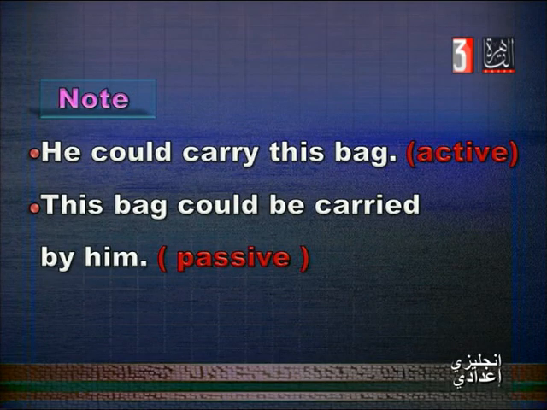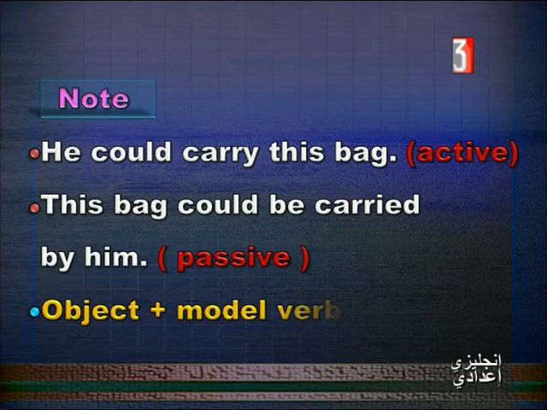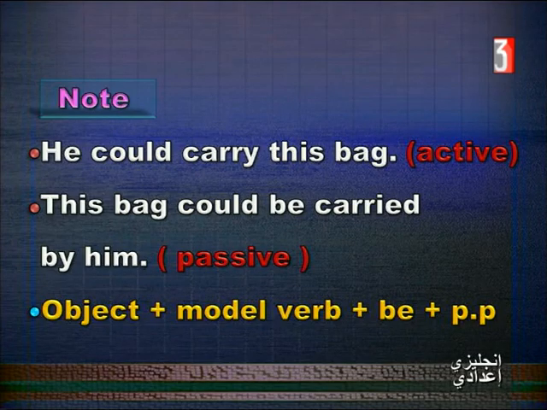And we can delete by him. Take care here. I intended to put by him in order to show you how we changed he into him. لأن احنا هنا غيرنا possession بتاع subject بقى object. So we should change the subject pronoun into an object pronoun. Object, modal verb, be, this is the changing into passive using modal verbs.